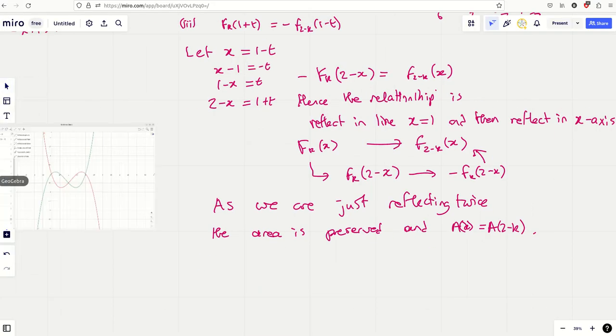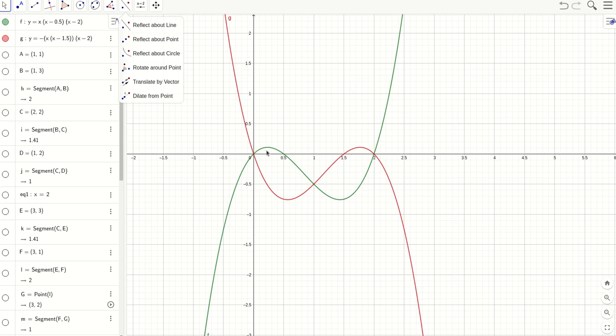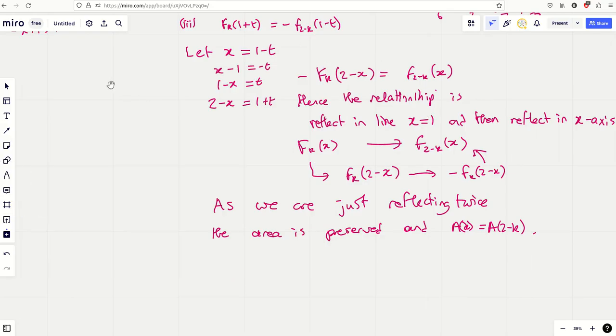Like I say, especially from GeoGebra, you can see before we were dealing with this area up here and this area down here. Well, if you reflect that in the line x equals 1, you've now got this. And then you reflect it in the x-axis, you're going to have exactly the same graph, and hence the area is preserved. Okay, so let's actually do the last bit.